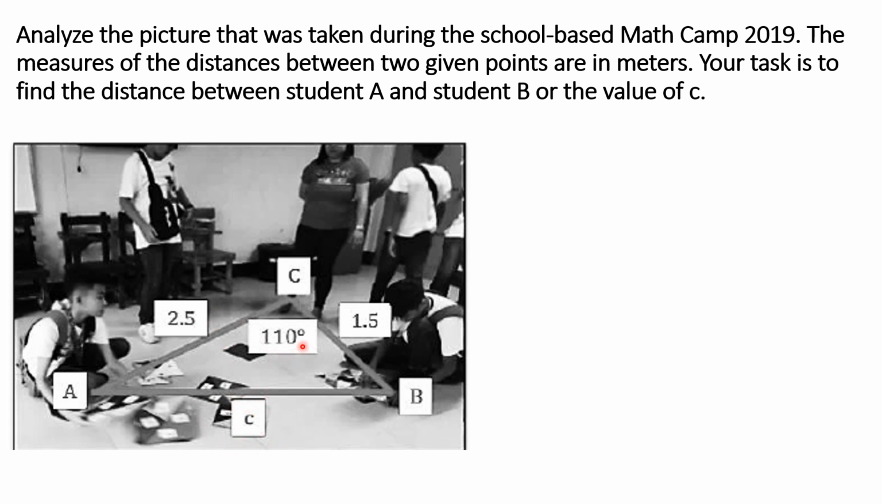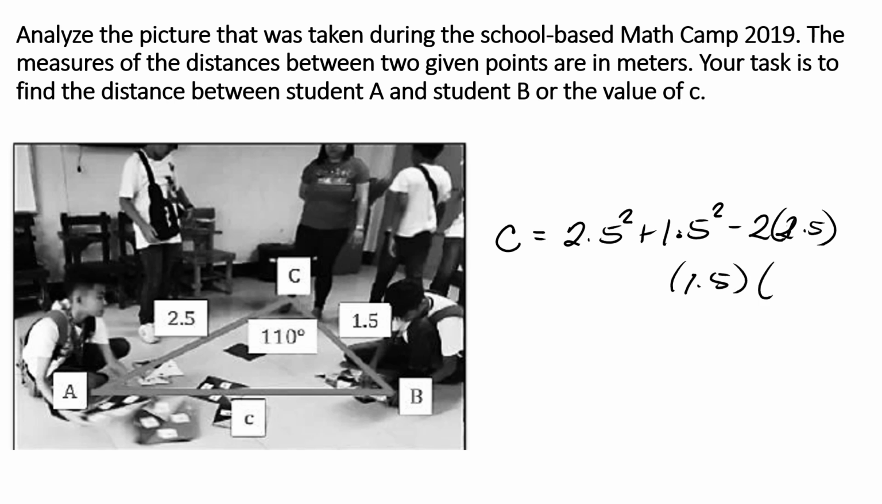We have here an angle of 110 degrees and the sides 2.5 and 1.5. So you can use here the law of cosines. To find your C, you're just going to have 2.5 squared plus 1.5 squared minus 2 times 2.5 times 1.5 times cosine 110 degrees. And then you just get the square root of that value. Okay? And that is already the answer.